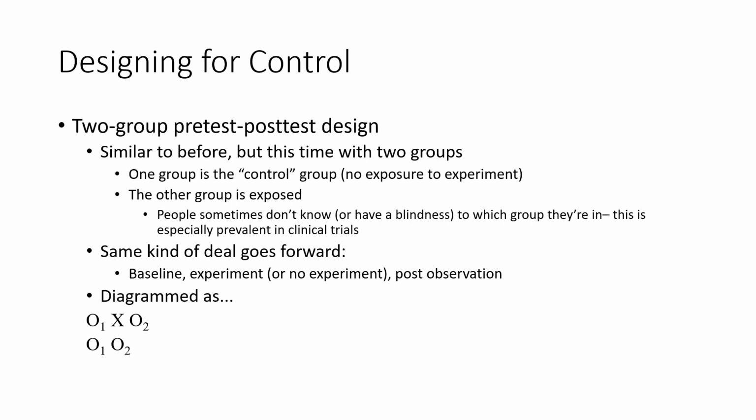And a lot of times the researchers or people administering won't know either until way after, which would be double blindness. Okay, so the same kind of deal goes forward as far as administering this. We'll have our baseline, our experiment or no experiment, and our post-observation. And this is going to be diagrammed just about the exact same, except now we're adding the O1, O2, and notice that there's no X in there.